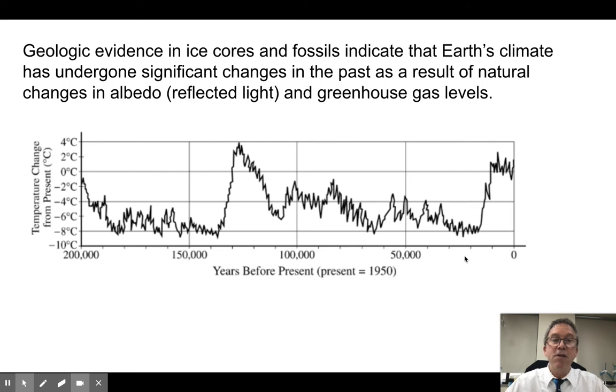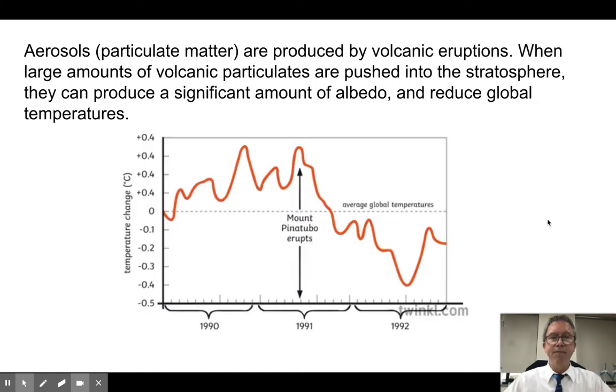And this combination of two things can cause the temperature to go up or it can cause the temperature to drop. So when concentrations of carbon dioxide are high, the temperature goes up, ice melts, and albedo goes down. But there are other times when the concentration of carbon dioxide goes down, albedo goes up because there's more snow, and in that case, the temperatures can drop significantly.